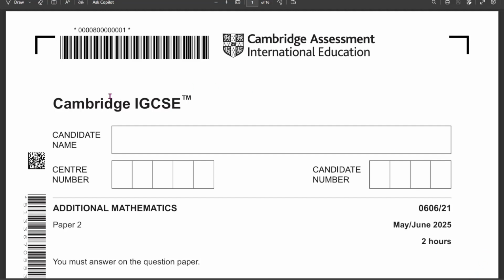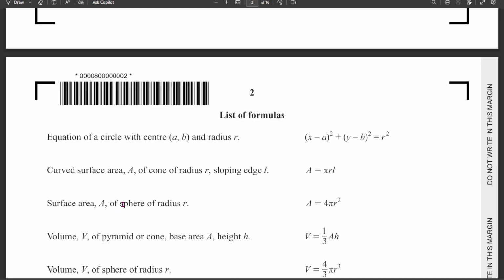Hello, today we'll do Cambridge IGCSE Additional Mathematics Syllabus Code 0606 May June 2025 Series Paper 2 Variant 1. Please make sure to pause the video before I review the answers so that you can attempt the question yourself. So without further ado, let's crack on.